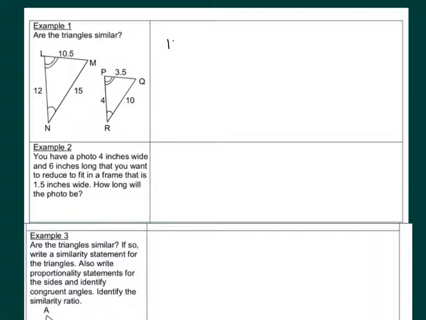So I see 12 over 4. I'm looking at 12 and 4. How about 10.5? What side corresponds to that? Okay, 10.5 corresponds to 3.5. And then my last corresponding sides would be 15 and 10. The way this is written says they are equal, but my question really is, are all of these ratios congruent? Are they all equivalent? So let's simplify and see if that is the case.